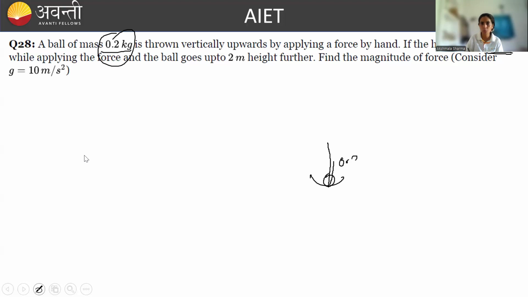It moved up by 0.2 meter. And then what is it doing? Then it is losing contact with the hand, and then the ball is moving upward. ठीक है? And the ball goes up to a height of how much? 2 meter further. Find the magnitude of force.